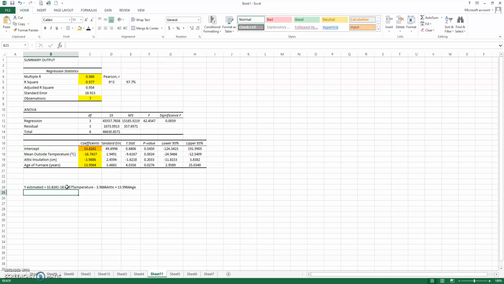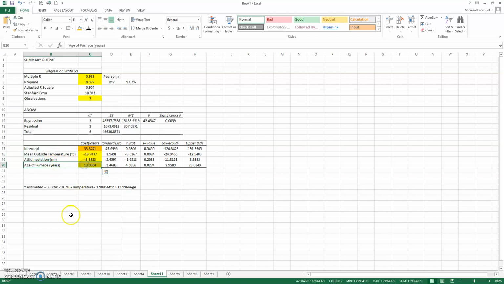So if we knew the age of a furnace and how much insulation they had and the average outside temperature in a home, we could, using this regression equation, predict the estimated heating cost for that home. The one thing about the slope, look at the slope. This slope tells us that if we increase the outside temperature by 1 degree, the average heating cost of the home is going to fall by $18. So as we increase x, because it's a negative slope, as one increases, the other one decreases.